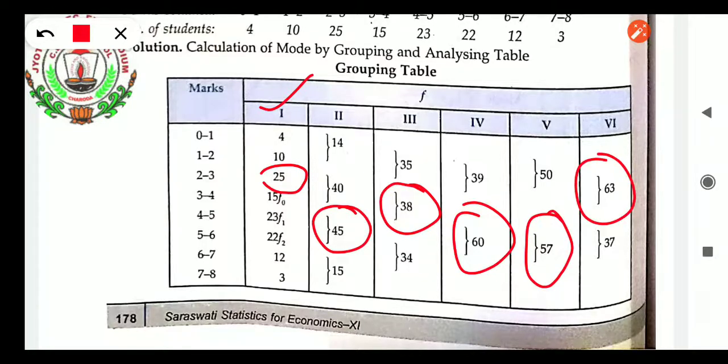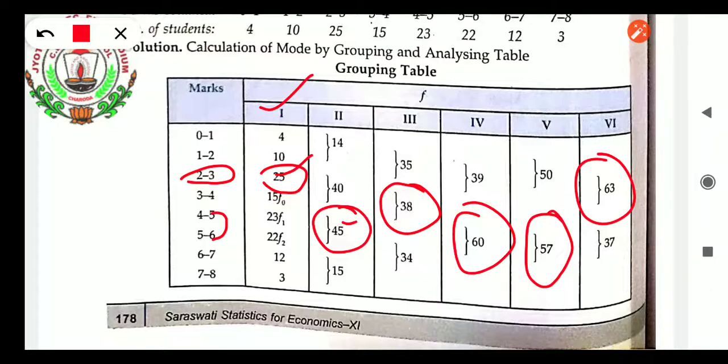What you have to do? Why have I underlined? Because in the analysis table, by adding up which numbers you got this frequency, see here 4, 5 and 5, 6 you got frequency 45. 2 and 3 you got 25 frequency. Okay. Third, 38. How did you get the 38? By adding up which 3 classes? 15 and 23, that is 3 to 4, 4 to 5.